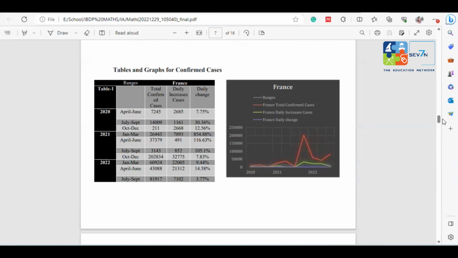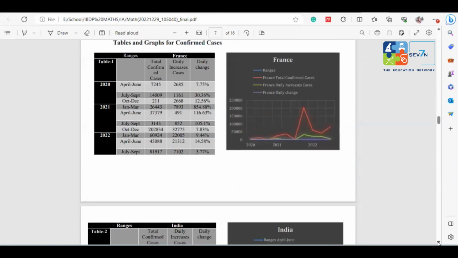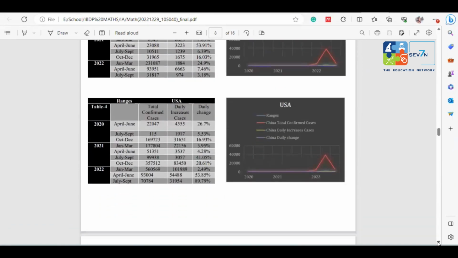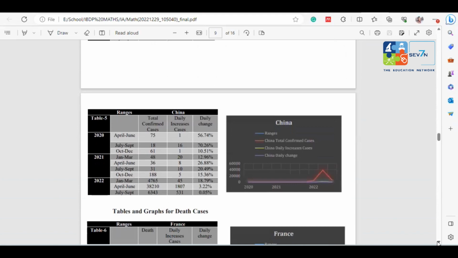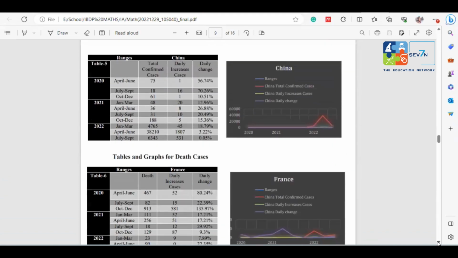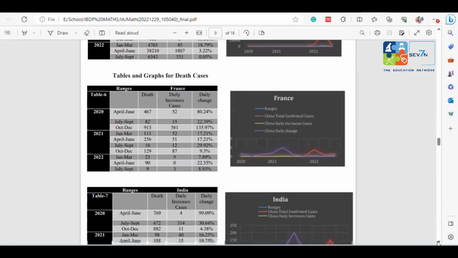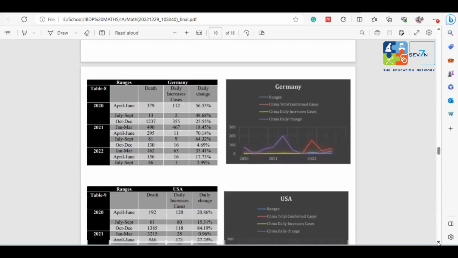And I am using 5 different countries in this IA. I have taken the data for France, for India, for Germany, for the US, and for China as well. The previous 5 graphs are for the pandemic cases, the confirmed cases, and these are the 5 graphs for death cases.